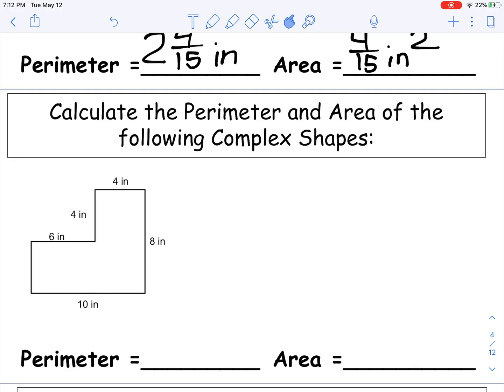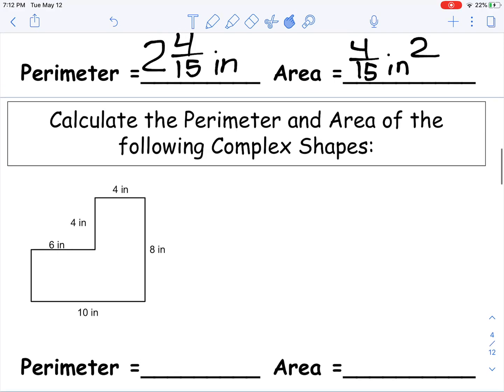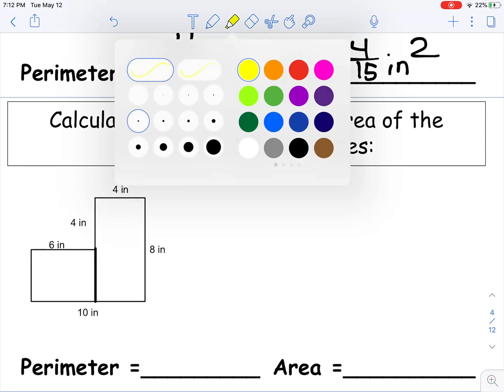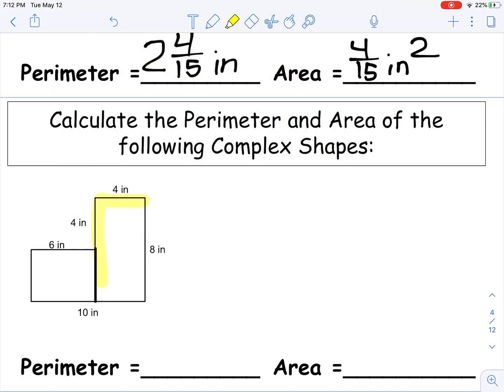All right, perimeter and area of complex shapes. So I'm going to split this shape. Remember, when you do complex, the first thing you do is split them. So I'm going to go ahead and color these and make this a little bit bigger. I have a yellow rectangle right here that I'm going to be working with. And a pink one.